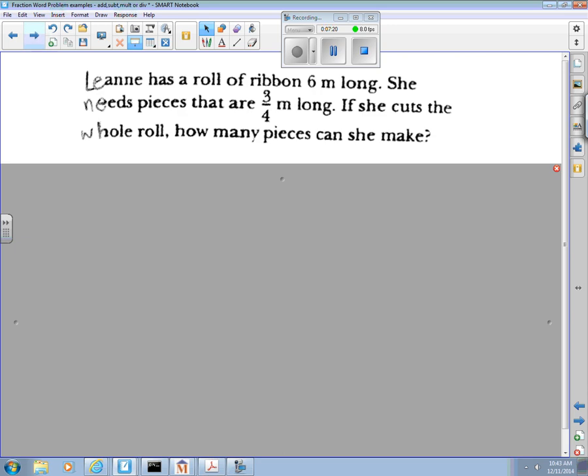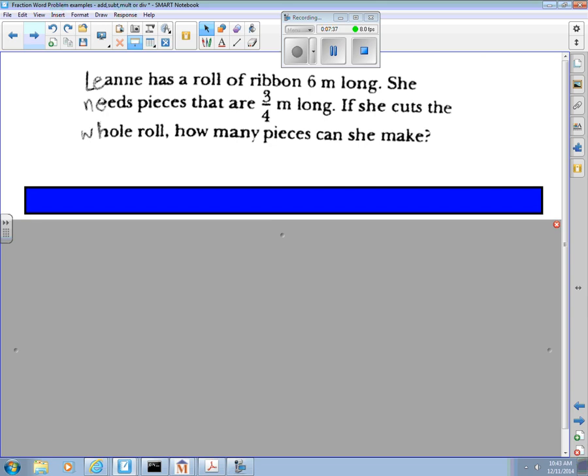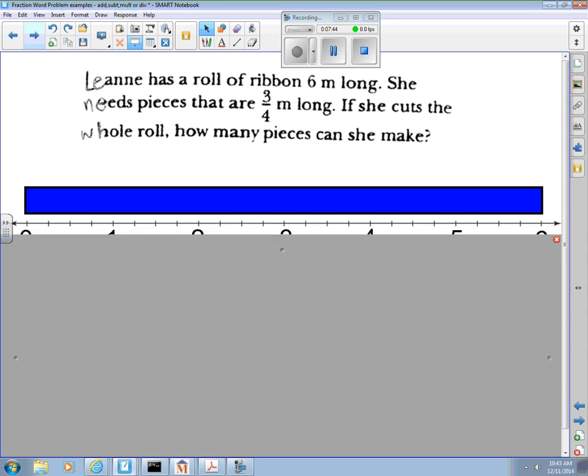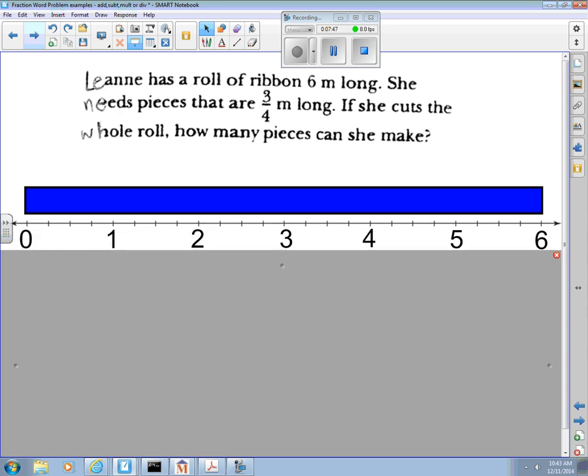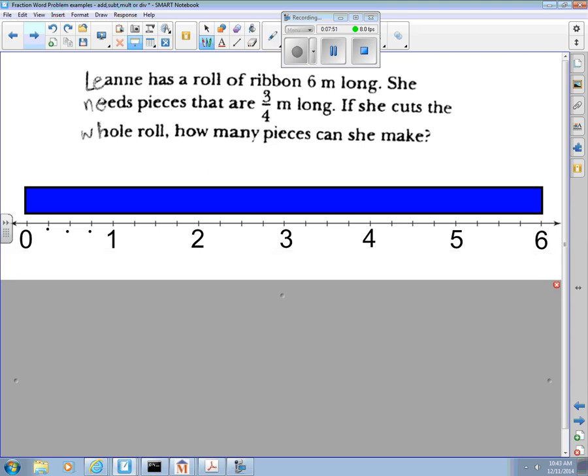Okay. Sometimes it's not quite so obvious. They don't give you a nice easy word like per to tell you that it's a divide question. Leanne has a roll of ribbon 6 meters long. She needs pieces that are 3/4 of a meter long. If she cuts the whole roll, how many pieces can she make? Sometimes a diagram helps. Let's imagine that's our ribbon. We want to cut it into 3/4 of a meter pieces, and it's 6 meters long. So I'm going to just measure out 6, but my 6 is cut into quarters. So this would be 1/4, 2/4, 3/4 right there.